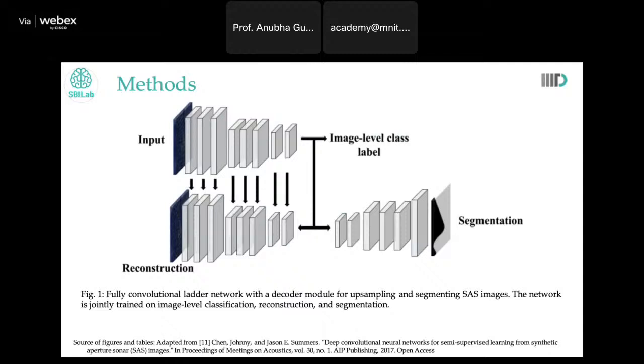So the method looks like this: as we said, there is a fully convolutional ladder network. At this end you have the encoder, so you can see the input comes over here. These are different conv layers. Then this is where it is going for the segmentation, and this is where it is coming for the reconstruction. So if you look at, for example, a UNet kind of architecture, which is very famous for segmentation, but at the same time, with a similar architecture, you're also doing reconstruction.